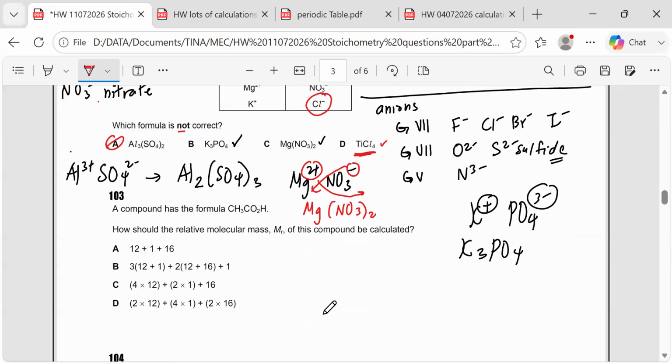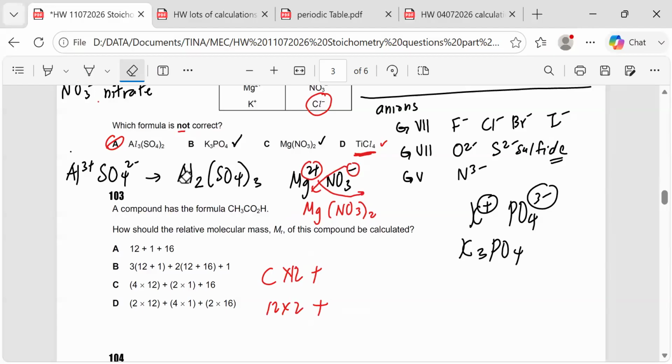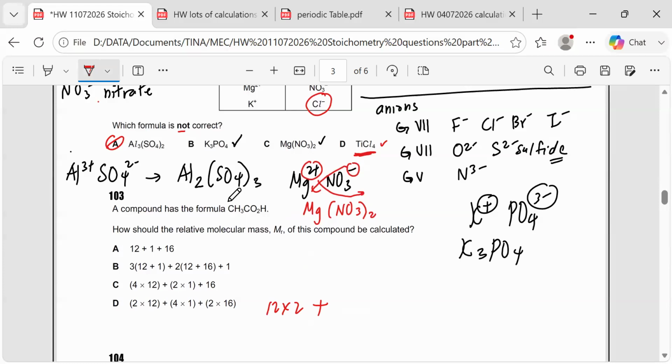Okay, now. A compound has a formula of CH3CO2H. Do you know how to calculate Mr? Right now, you should know how to calculate. Close your eyes also know. Carbon is 12, so 12 times 2, plus hydrogen is 4, 4 times 1, plus 16 times 2. So 12 times 2, 4 times 1, 16 times 2. The answer is D. Get it?